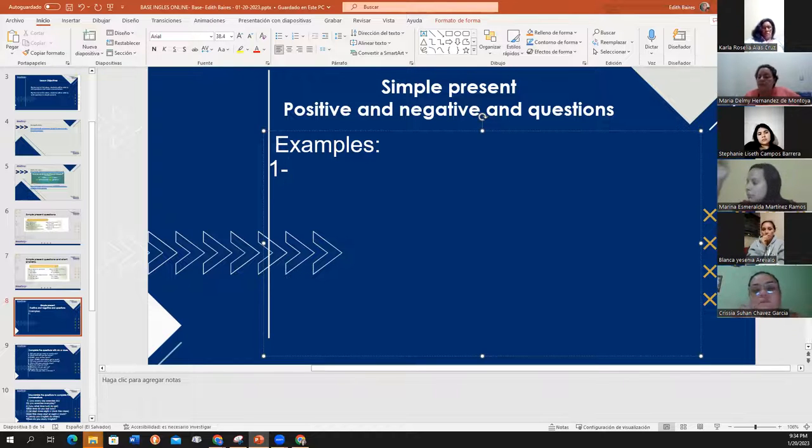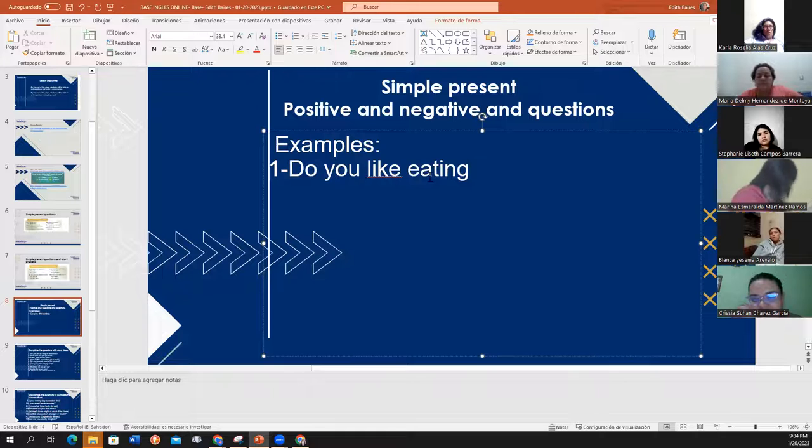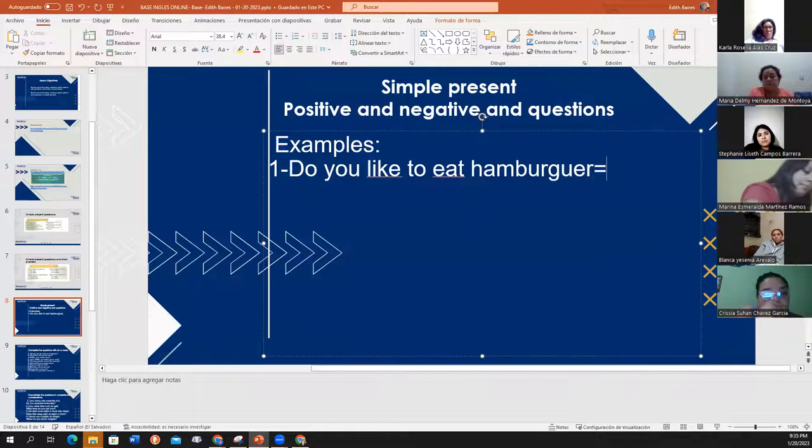Do you like eat hamburger in the lunch? Or you can say eating. Do you like eating? Pueden hacerlo así porque con este verbo pueden hacerlo con ing. O también lo pueden hacer así. Yes, I do. In the lunch, okay. Por el espacio no lo voy a escribir. Okay, ¿cómo sería la respuesta? Yes, I do. Okay. Give me another example.